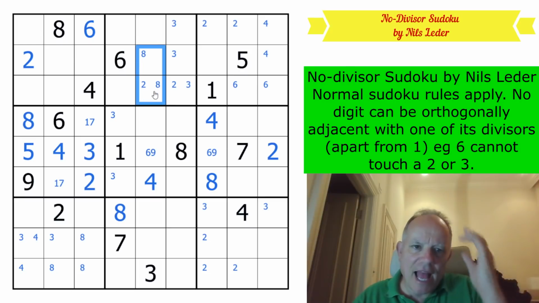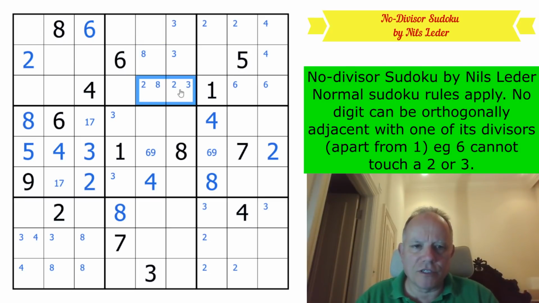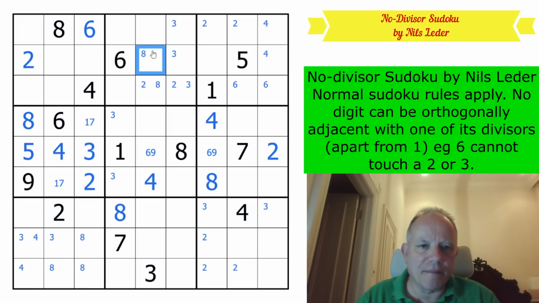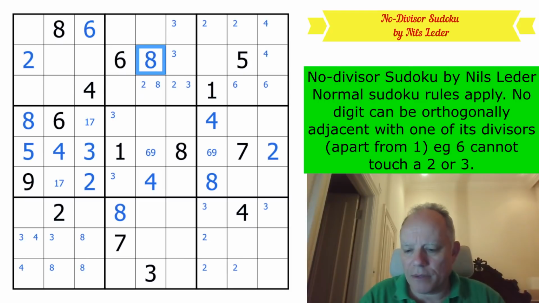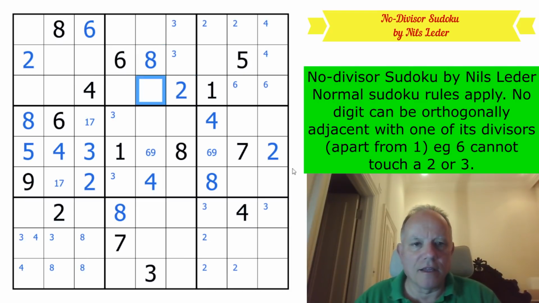Now, 8 can't be here because of the 2 that it would be next to. Actually, similarly, 2 can't be here because of the 8 it would be next to. So we can fill in 8 and 2 there, not in this row 3, column 5. So one of these is an 8. That's now a 6, 8 pair. Doesn't affect this quite. 6, 8, 1, 2, 4.